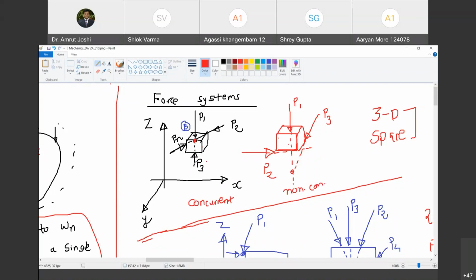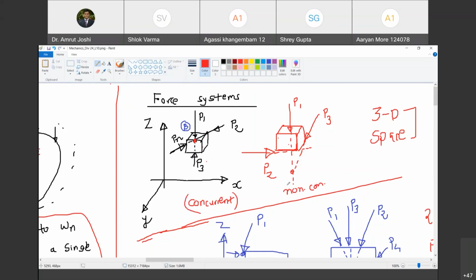So therefore, whenever the lines of action of all the forces pass through a single point, we call it a concurrent force system. When the line of action of at least one force does not pass through the intersection of the lines of action of the other forces, then we call that a non-concurrent force system.